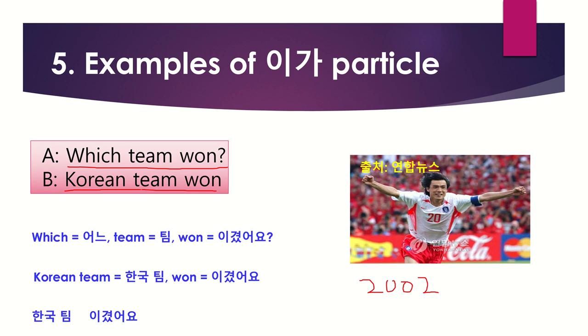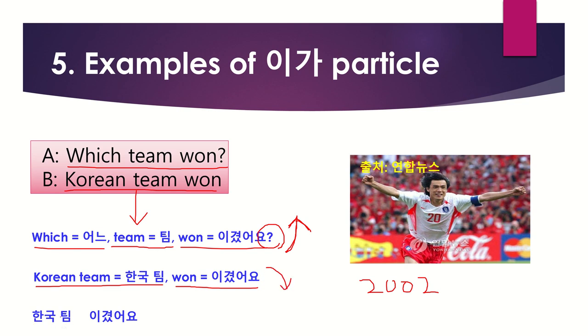Korean team won. Okay? So break down. In Korean, team, just team. Won, 이겼어요. Okay? And Korean team, 한국 team, won, 이겼어요. Okay? Interrogative question, the question mark here, right? The intonation up. Okay? Right? 어느 팀이 이겼어요? Okay? Got it? And 한국 팀이 이겼어요. Right, can you tell the difference? Intonation up. Okay? Here, intonation down.